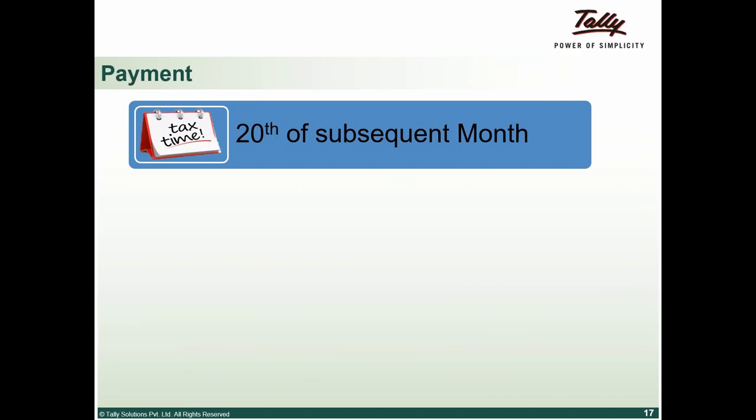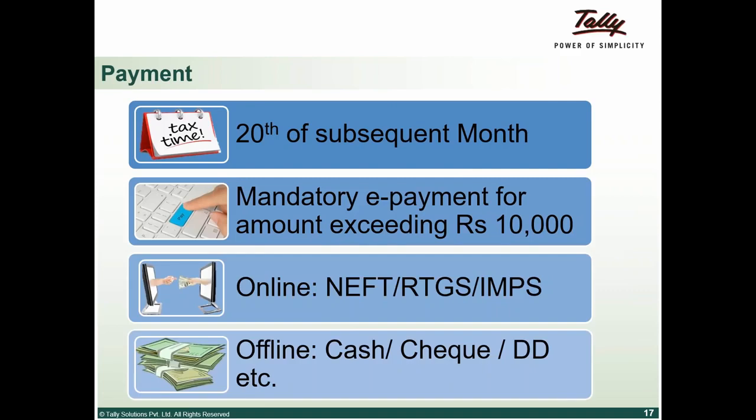Now coming to the payment part. The payments have to be made by the 20th of the subsequent month, and for all tax amounts exceeding 10,000 rupees, it is mandatory to pay through e-payment, which is basically online, where you can do NEFT, RTGS, IMPS and those kinds of things. For less than that, offline you can pay by cash, check or DD, where the challan is made available. You just need to download the challan, print it, and then go and pay it at the bank.